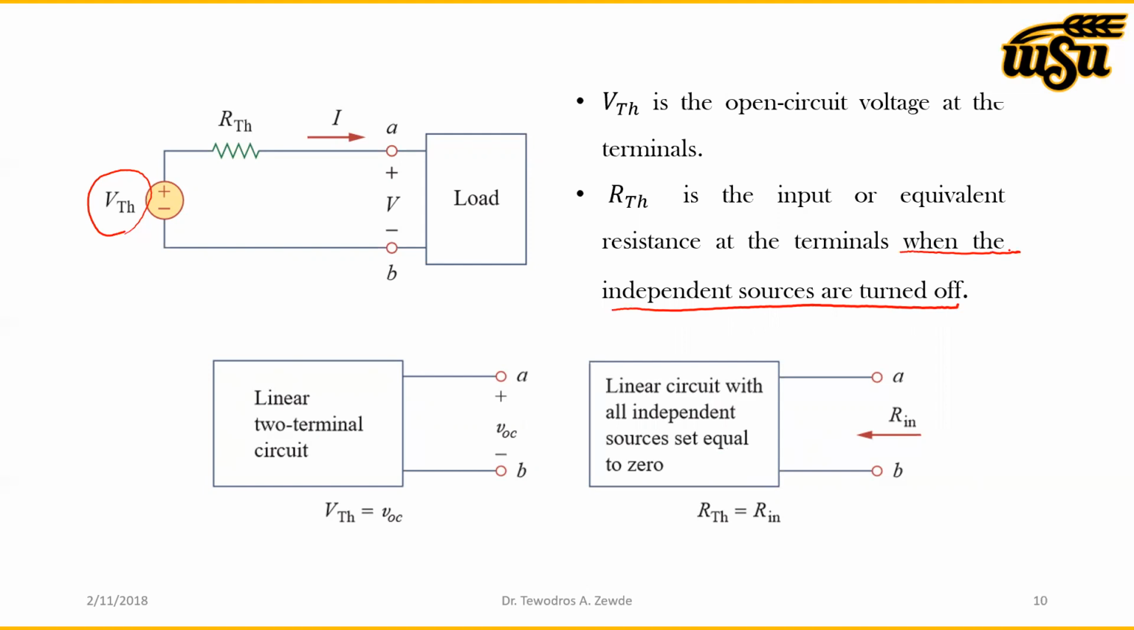So when we determine the equivalent resistance, make sure to remove all the independent sources. If we have an independent voltage source and an independent current source, we have to remove them. Remove means replace the voltage source by a short circuit and replace the current source by an open circuit. By doing so, we can determine the equivalent resistance of the network. So these are the two things we need for the Thevenin equivalent circuit.